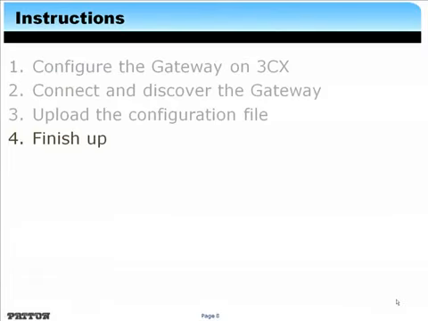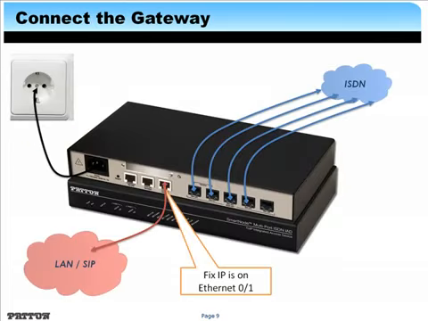While the gateway is booting up, we have to think about something else, which is finishing up the installation. There is one little caveat, which is that the fixed IP that we configured on the 3CX user interface for the gateway is now on port 01. So if you had the gateway hooked up on port 00, you now have to change the Ethernet cable to be connected to port 01. Otherwise, 3CX will send the packets to the wrong IP address.